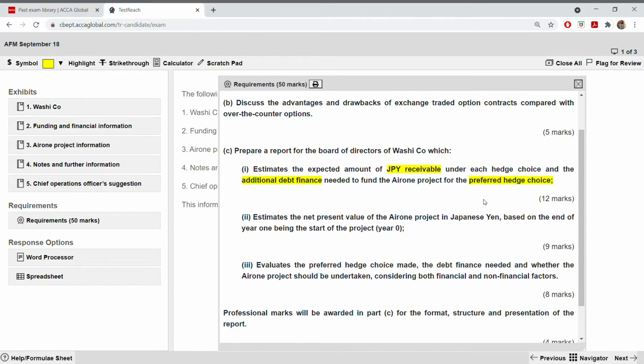Preferred hedge choice has to be the best one, always. There you don't have an option, this or that. Only one answer will be there for all the students.